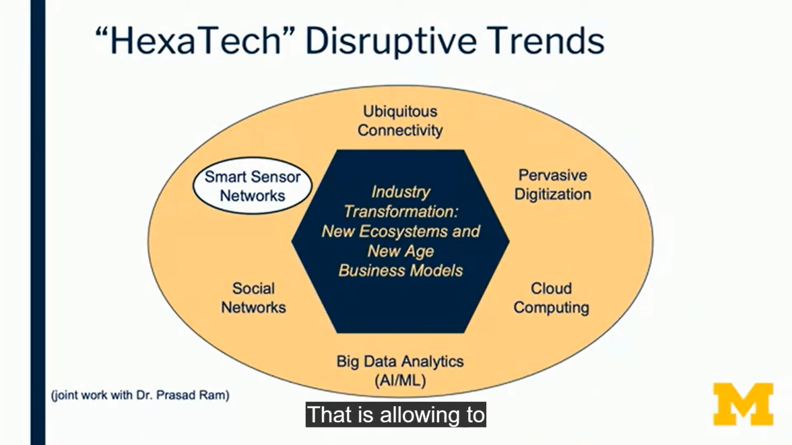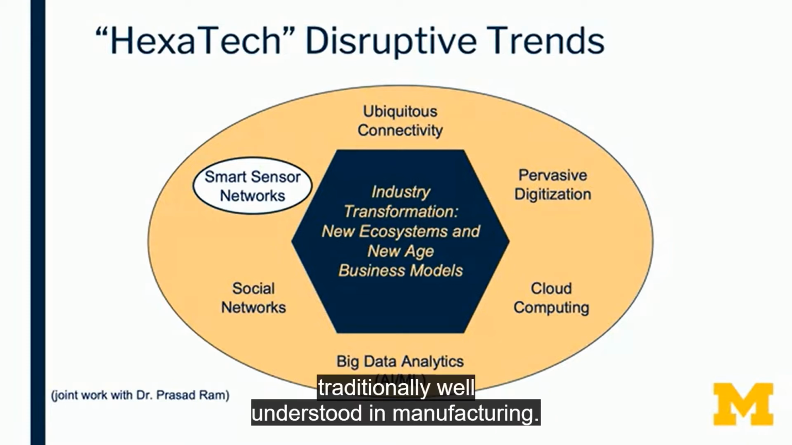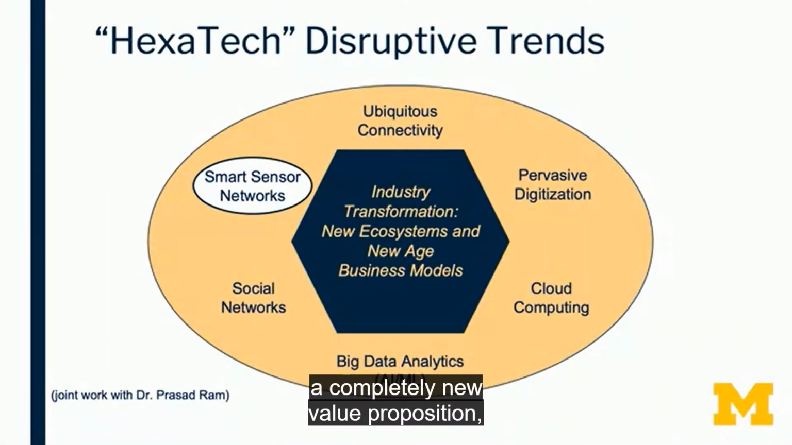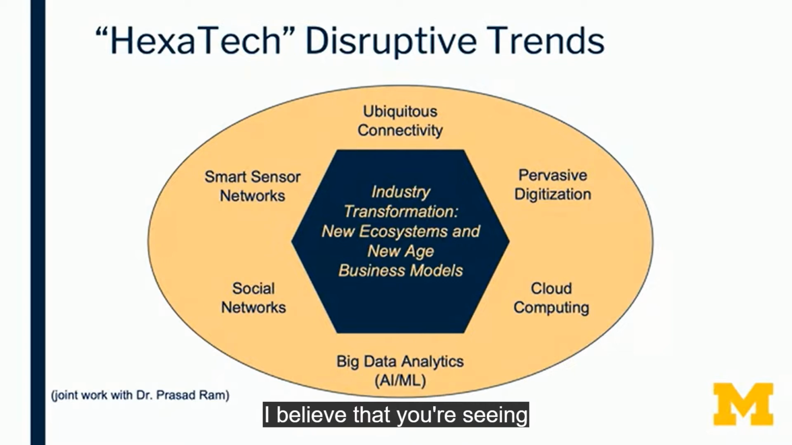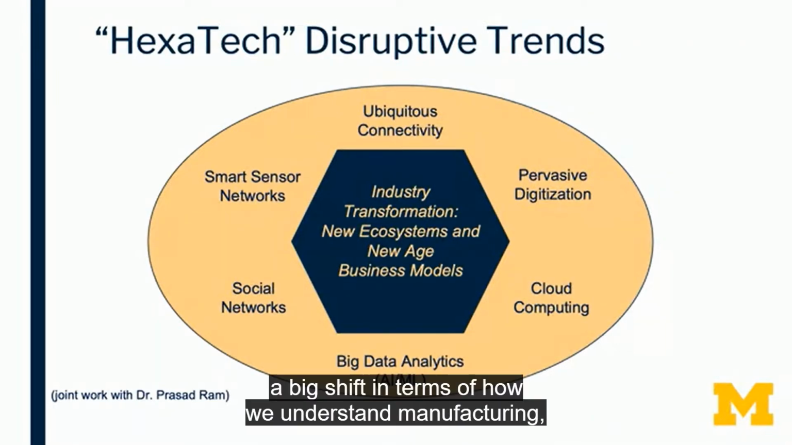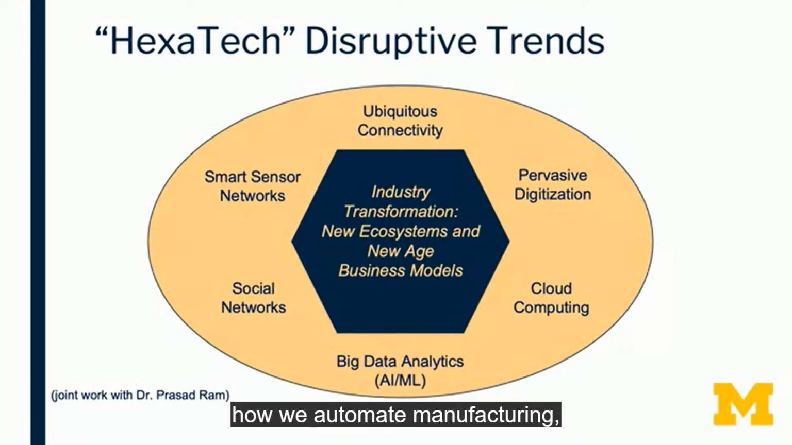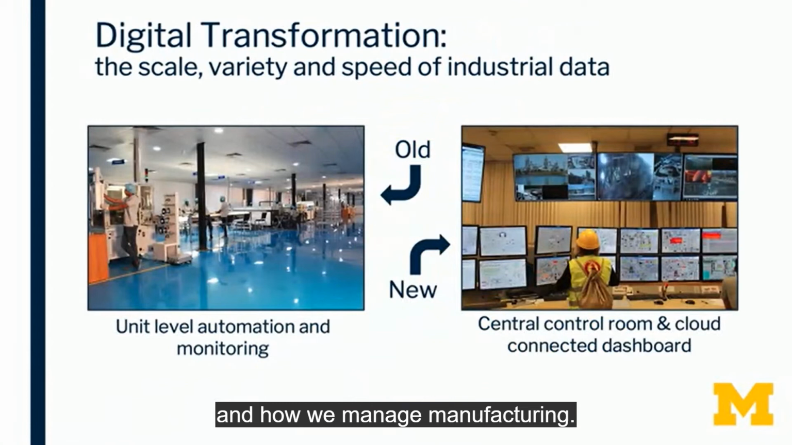And that is allowing the reimagining of processes that were traditionally well understood in manufacturing. And this reimagination of processes is going to bring a completely new value proposition for all the stakeholders in manufacturing. So in summary, if I put all these 6 trends together, I believe we are seeing a big shift in how we understand manufacturing, how we automate manufacturing, and how we manage manufacturing.